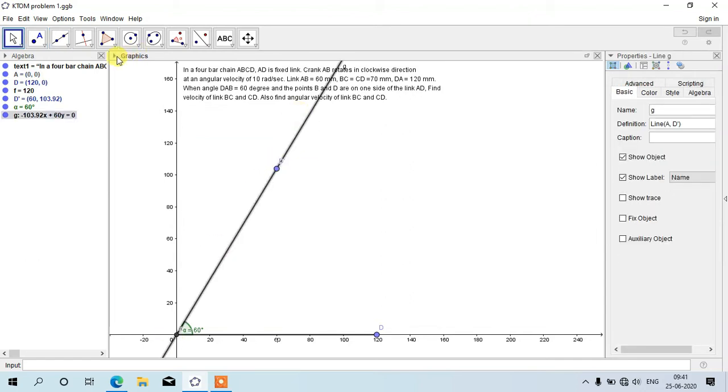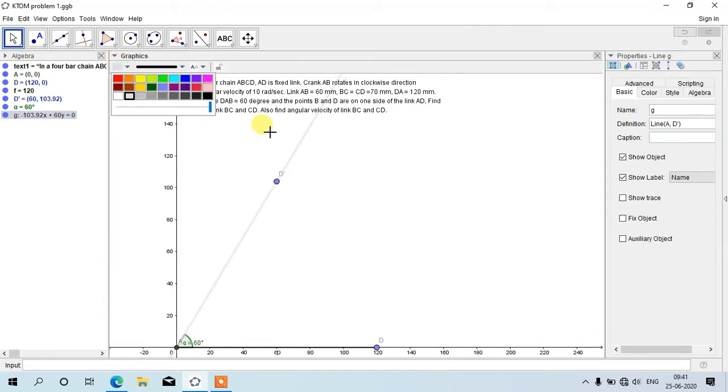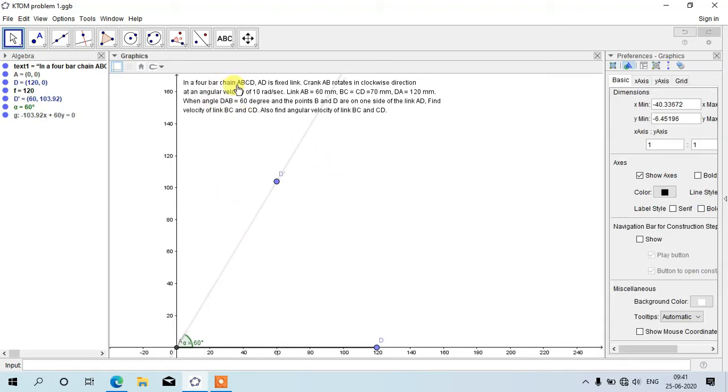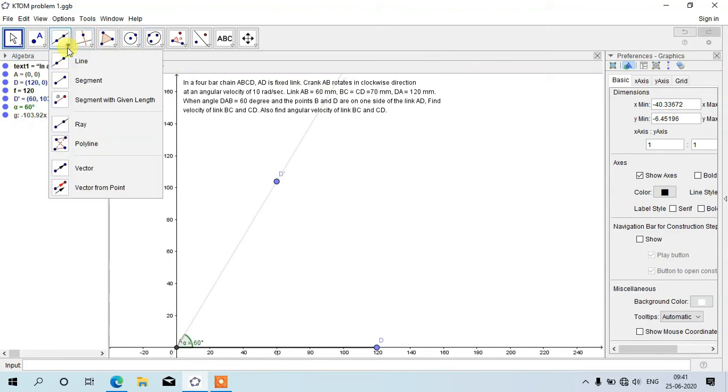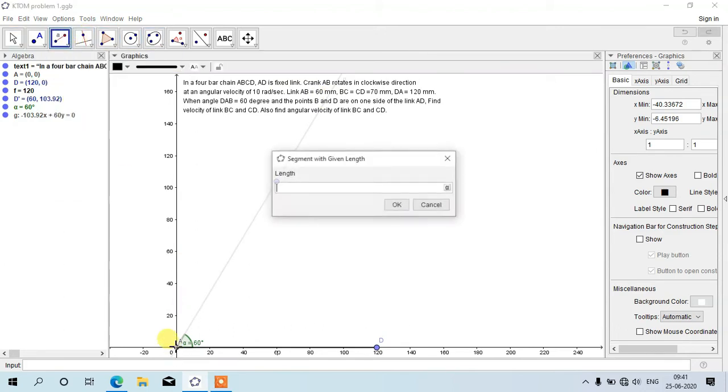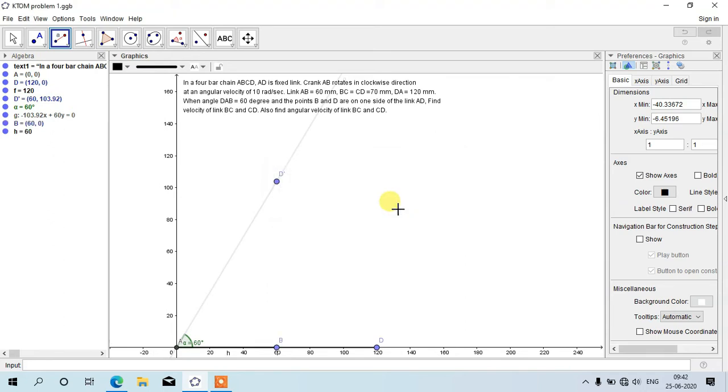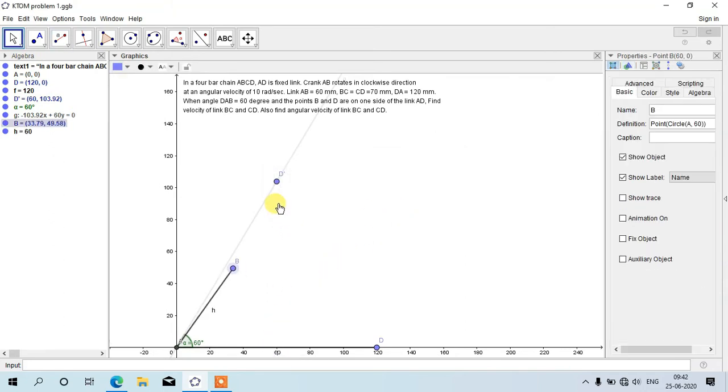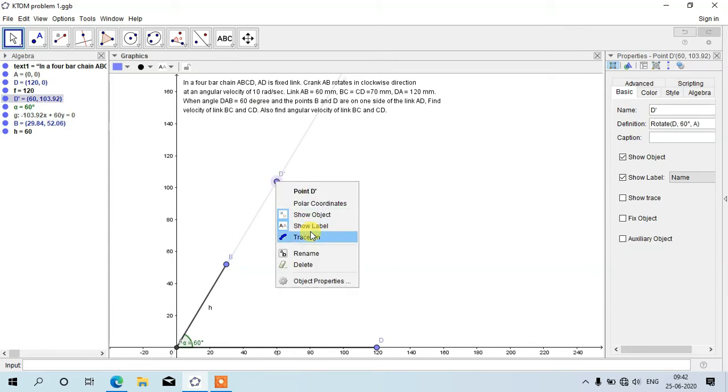You have to draw it in lighter shade. This is not our main component. On this line, I have to draw a length of 60 mm. So let's draw a length of 60 mm. We will position this on this line. So you can see that we have drawn a line of length AB equal to 60 mm at the angle of 60 degree, which is the given condition. This is only a reference point, point D dash, so it is not required over here.